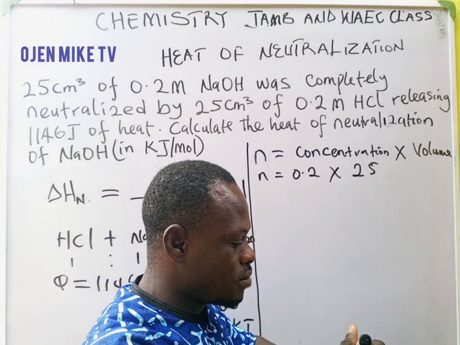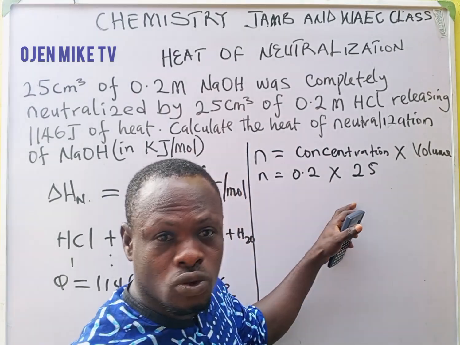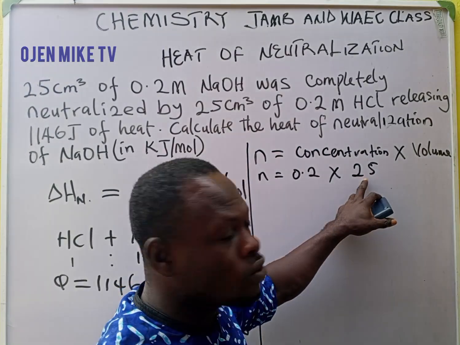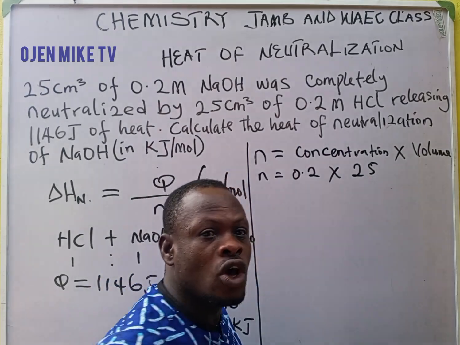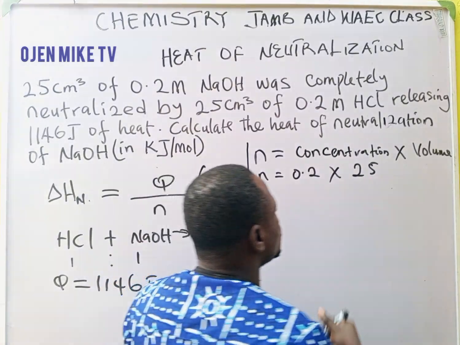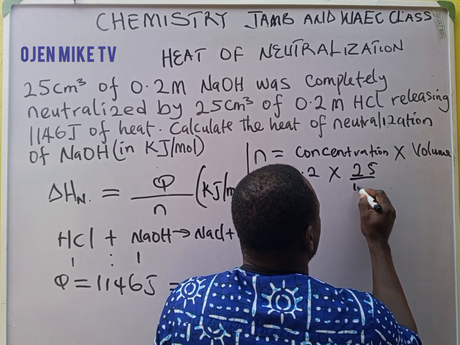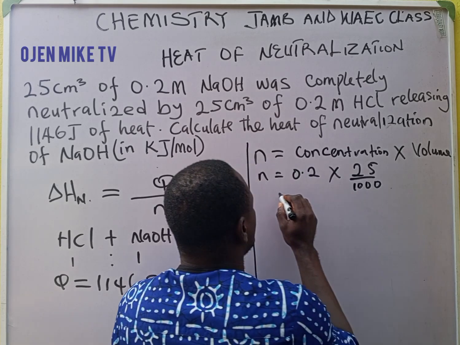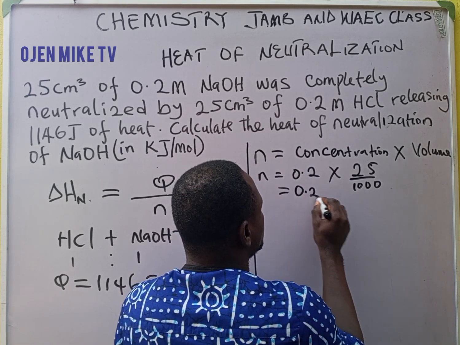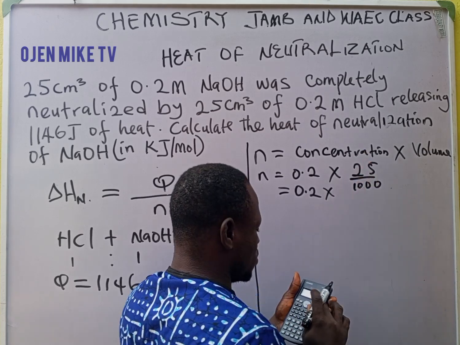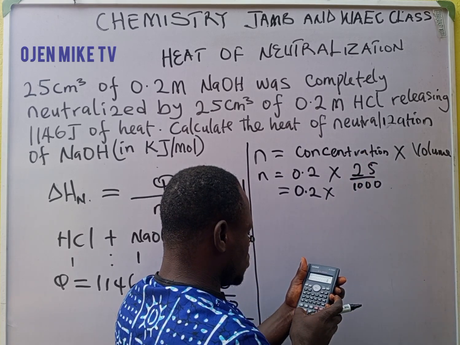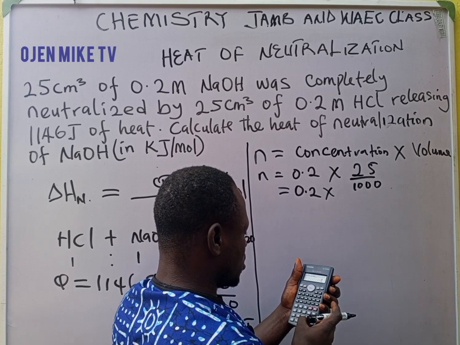Remember, when you are looking at neutralization, you need to do your conversion. Volume is given as 25 cm³. Therefore, you need to convert this 25 cm³ to dm³ or liters. So you divide it by 1000. So it is 0.2 times 25 divided by 1000.